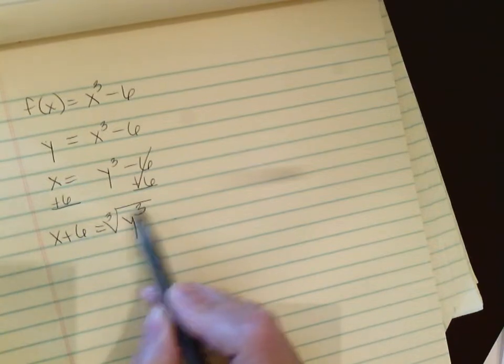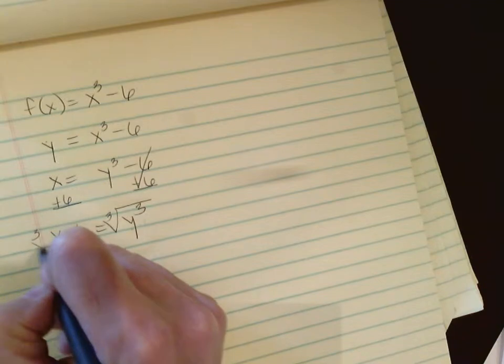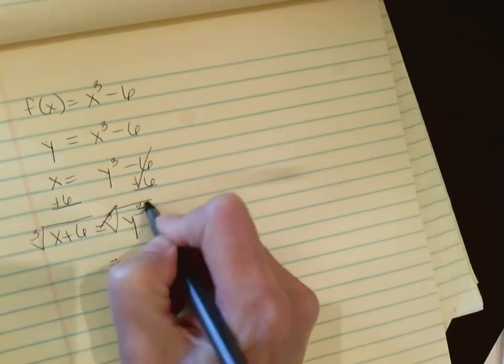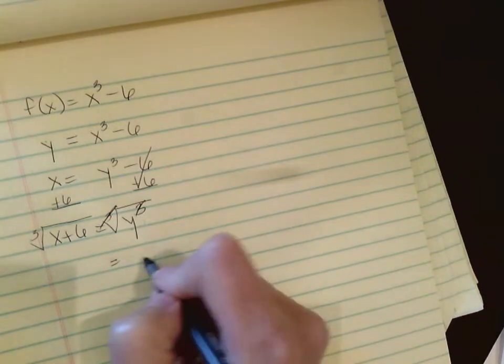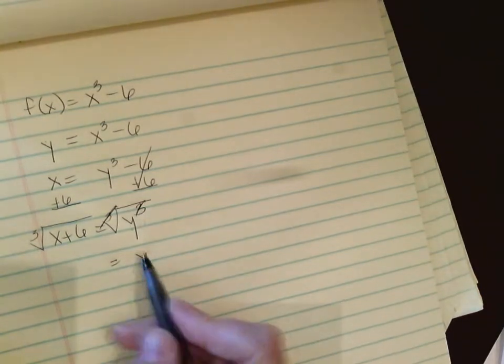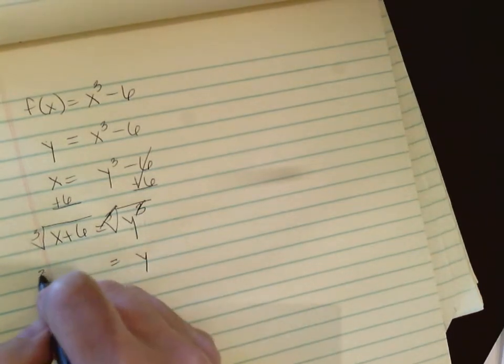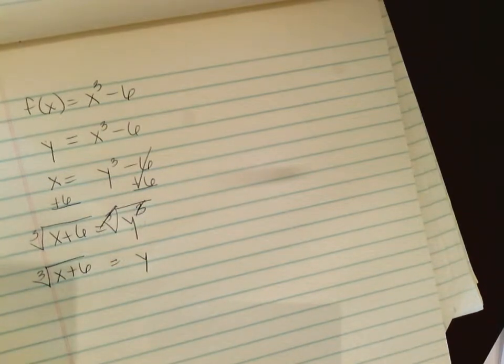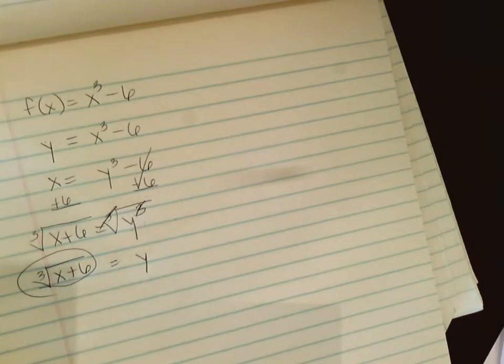Now, if I took the cube root of this right side, I must also do that to the left side. So, like we said, that cube root just knocks out the cube, so I'm just left with the y. And then on the left side, I just have the cube root of x plus 6. So that would be your inverse function.